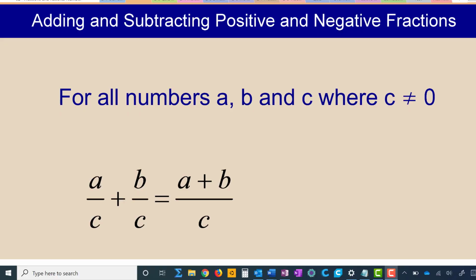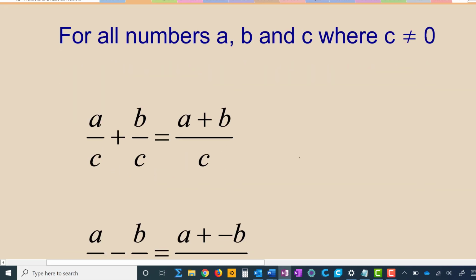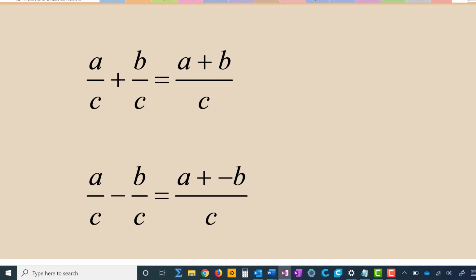So today we're going to learn about adding and subtracting positive and negative fractions. So we know from basic fractions that all you have to do when you're adding fractions is make sure you have a common denominator. And once you have a common denominator, you just add the two numerators together and you keep that same denominator.